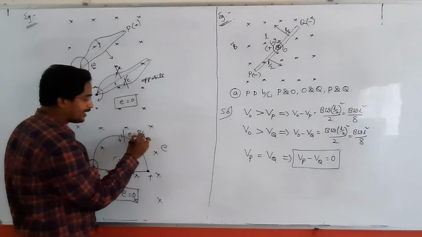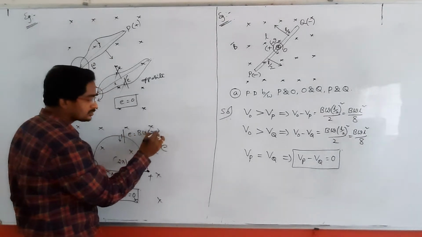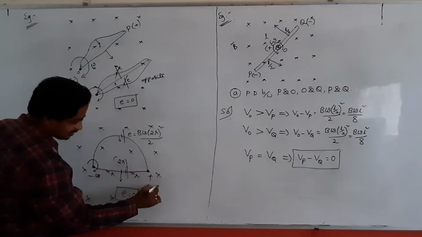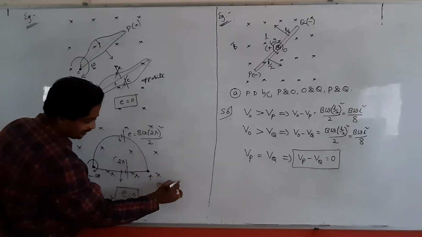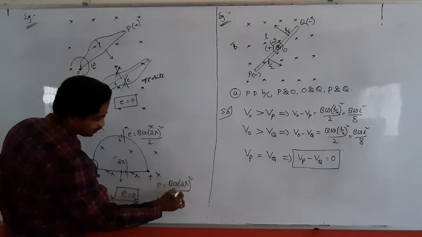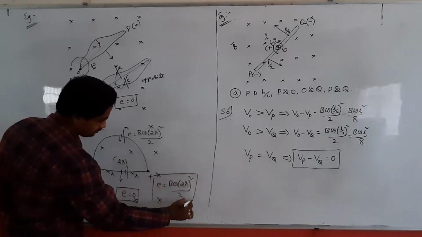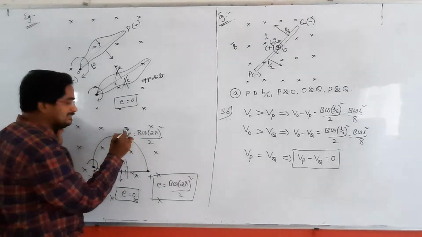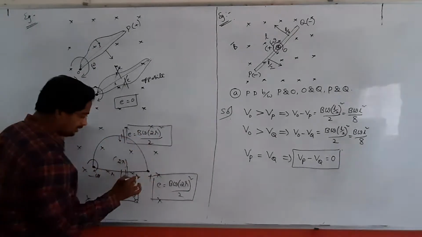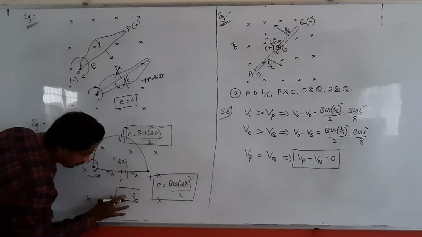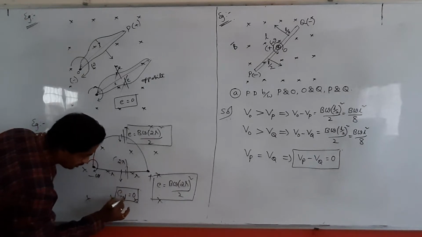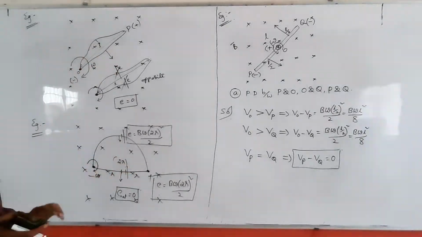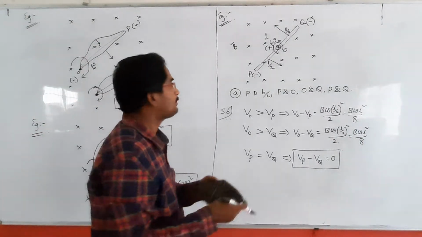What is the EMF across this one? B omega (2r) whole square by 2. And what is the induced EMF here also? B omega (2r) whole square by 2. These are induced EMFs in opposite direction, such that both are cancelled. Then the net EMF is 0. It is one problem related to this model. Both are of the same model. Next problem.